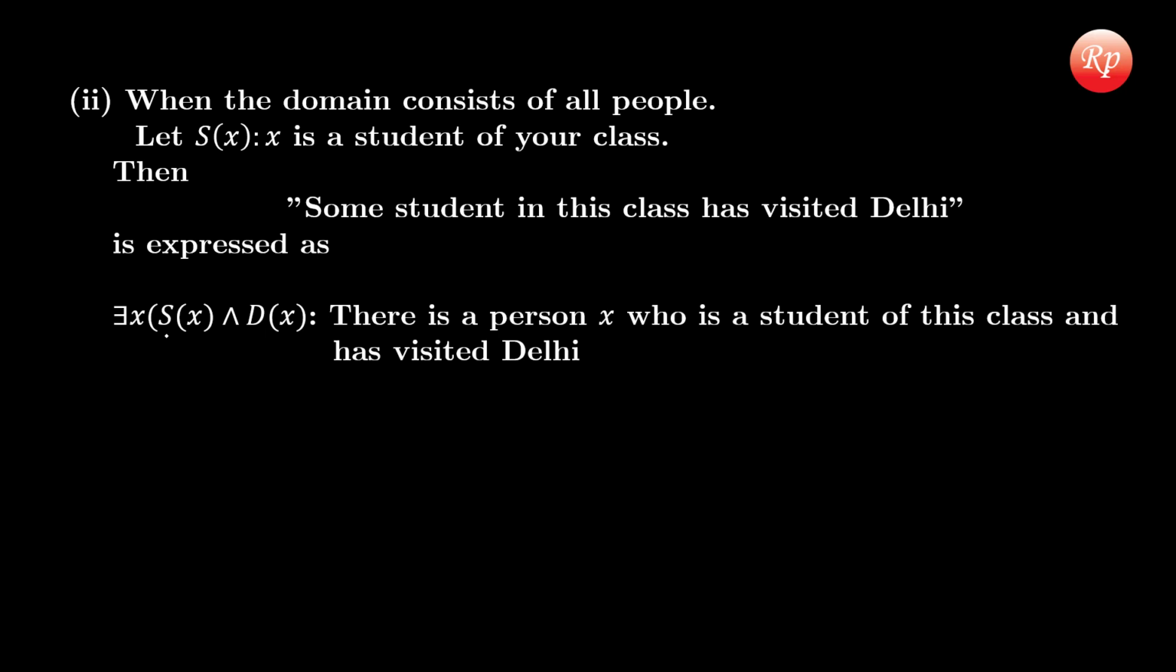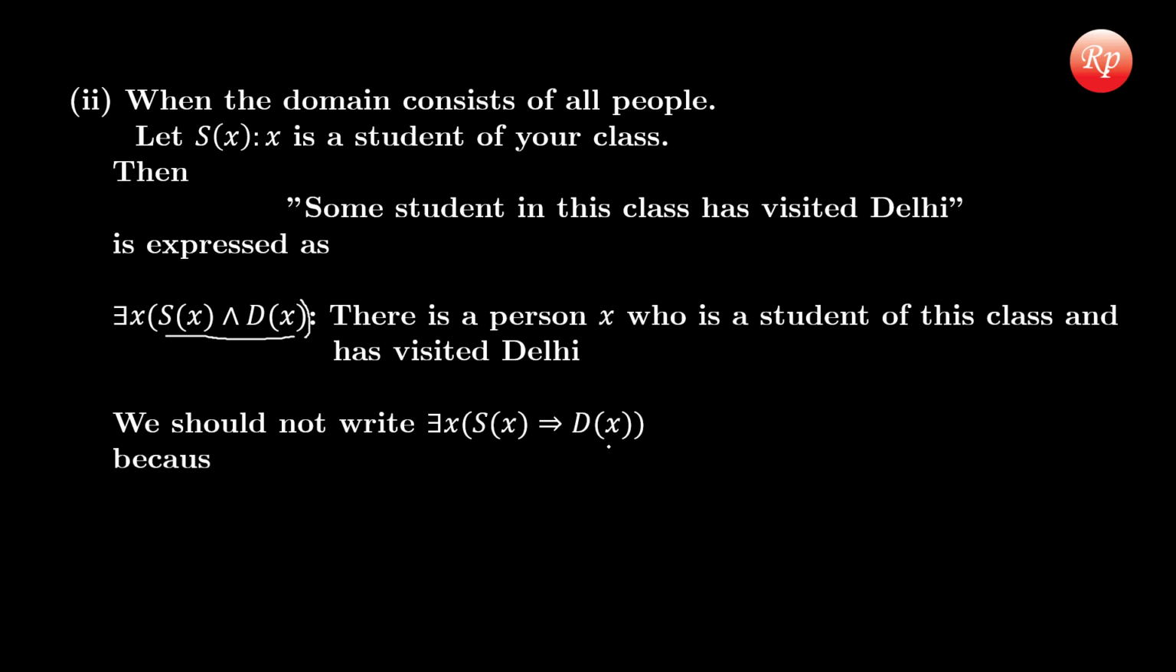So here you can see that we are writing S(x) and D(x). There is no problem of writing S(x) and D(x), because we are talking about only a single student. So a single person is a student of this class and has visited Delhi. So we can write this, and we should not write there exists x such that S(x) implies D(x), because this way of writing is wrong.